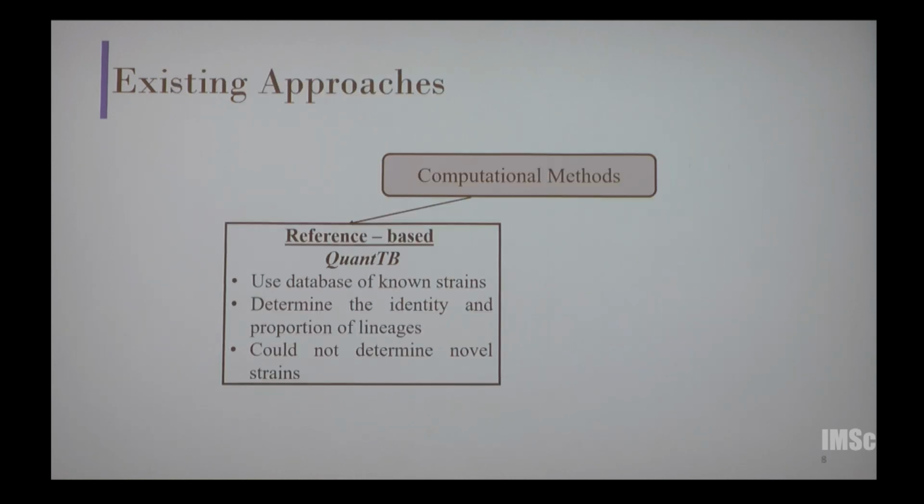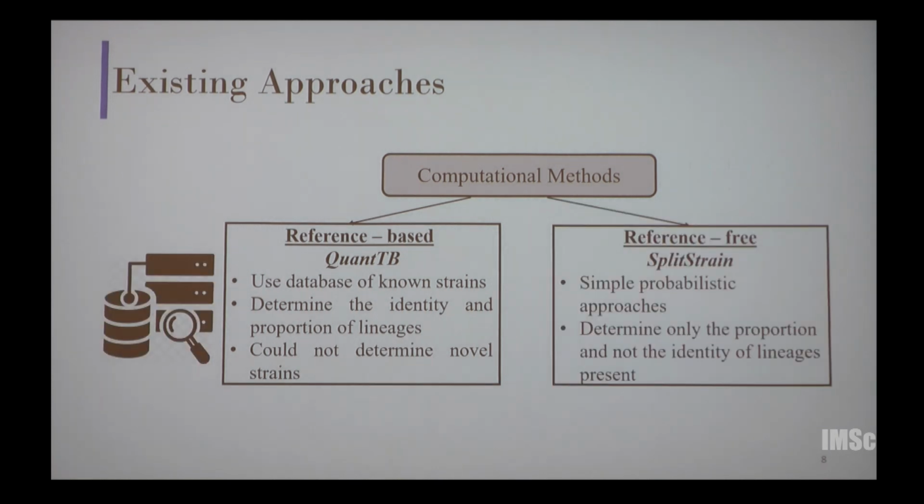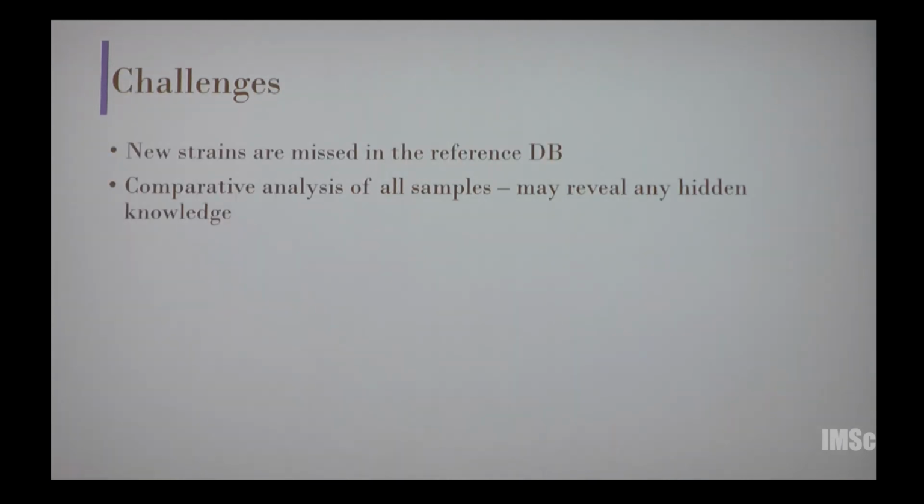The computational methods could be put under 2 categories, namely reference-based and reference-free approaches. The reference-based approaches use a reference database of known strains, and they can determine the identity as well as the proportion of the strains present in the sample. Whereas the reference-free approaches are simple probabilistic approaches that reveal only the proportion and not the identity of the strains present. The problem with the reference-based approaches is that they are not able to detect new strains.